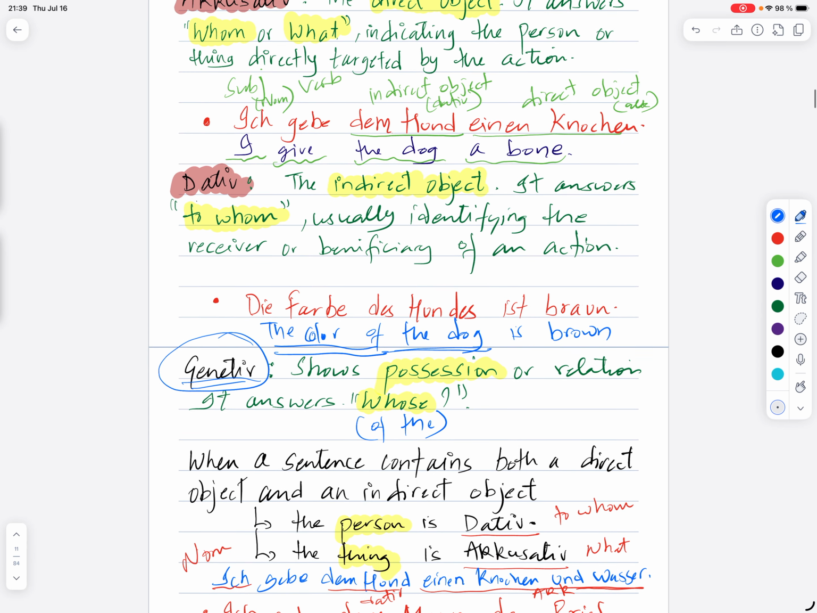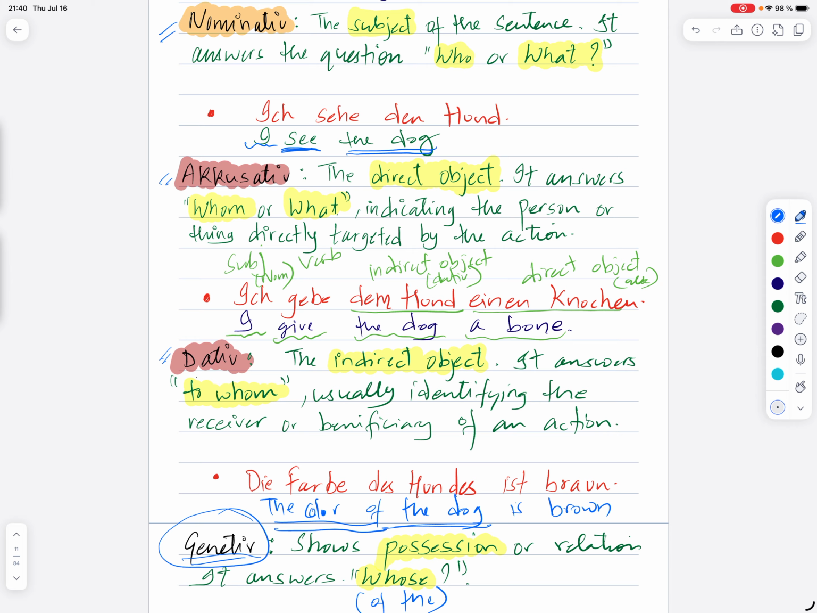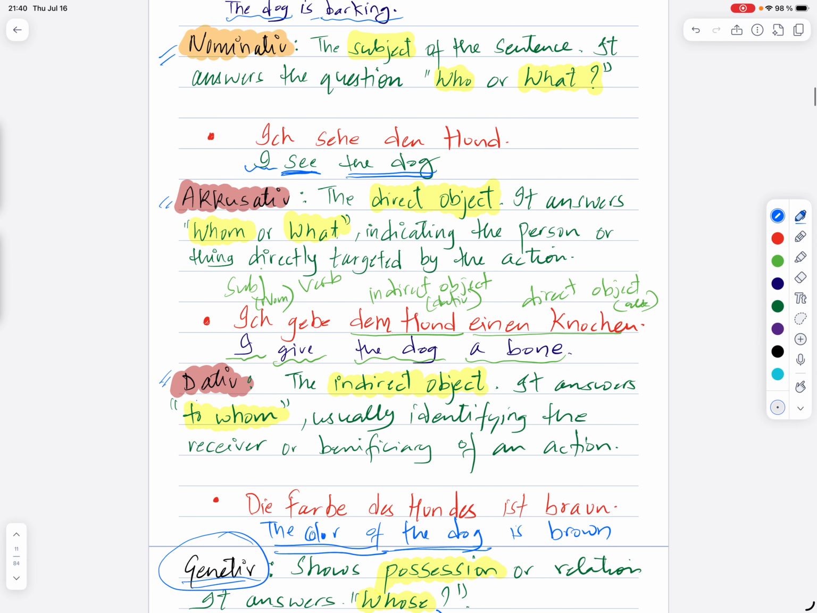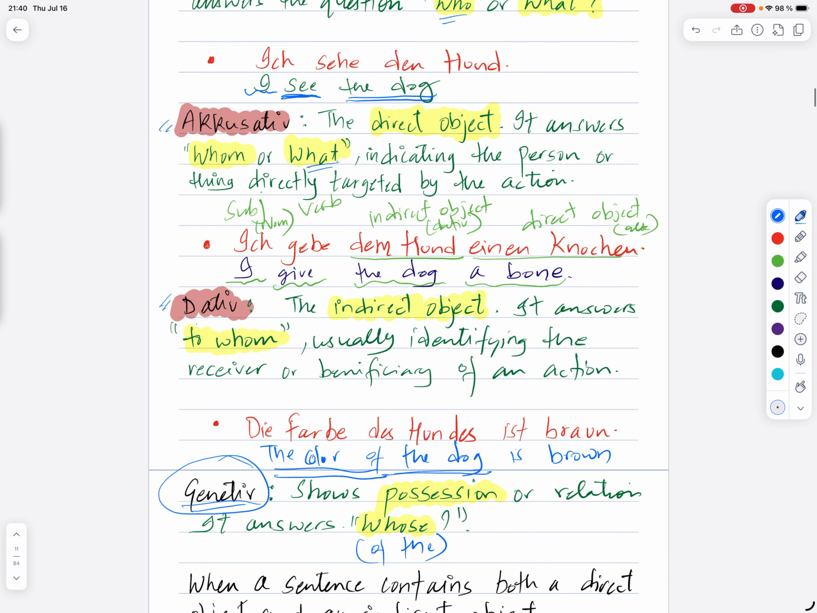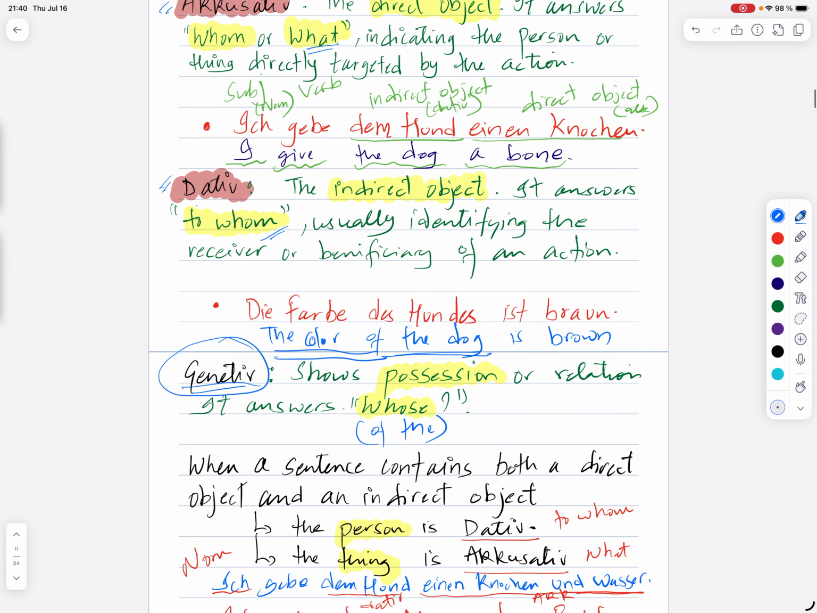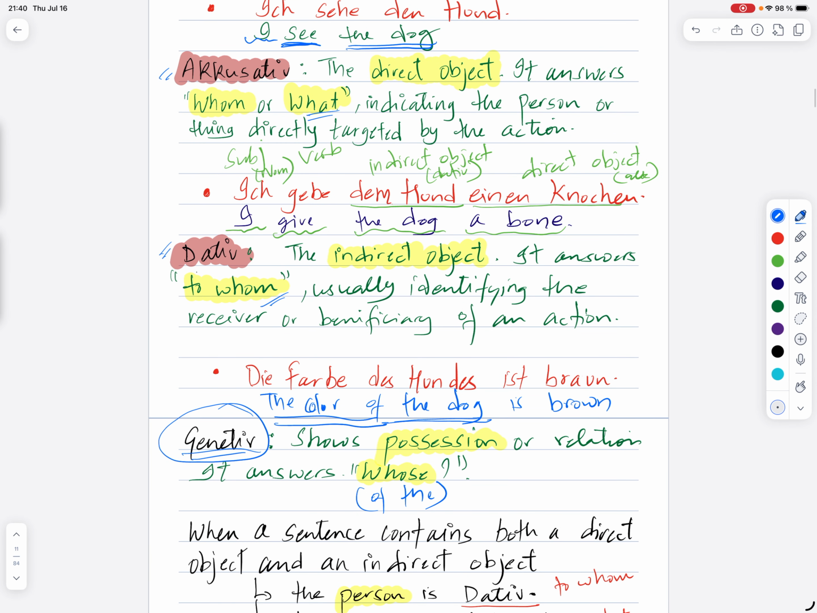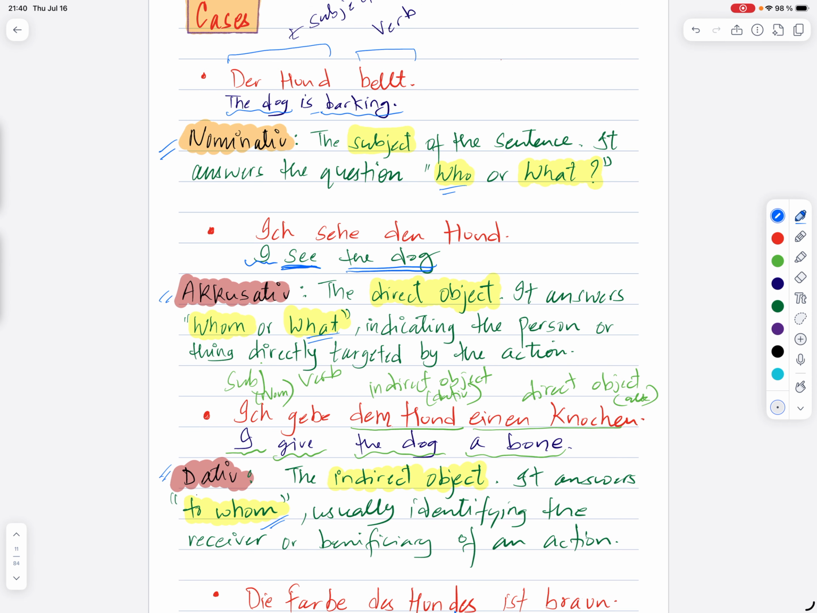But the most important cases are nominative, accusative, dative. Nominative is for the subject, accusative is the direct object, and dative is the indirect object, and they answer different questions: who's doing the activity, what is being affected by the activity, and to whom the activity benefits, and who's the receiver at the end. So this wraps up this concept, and we will meet in the next video.